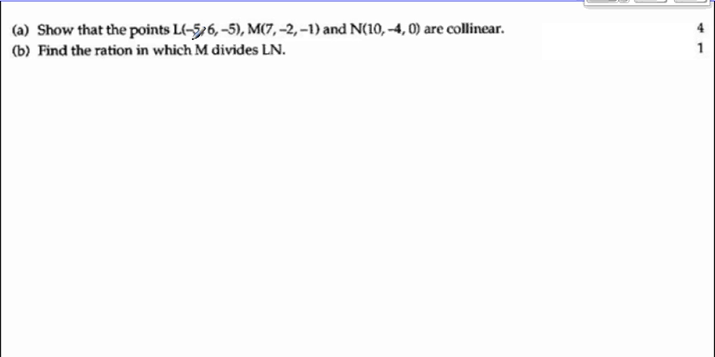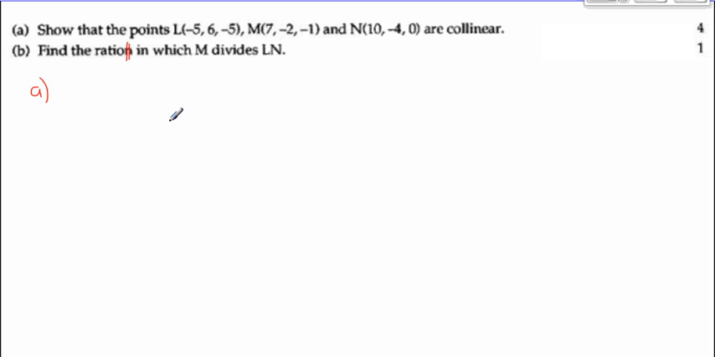Okay, let's move on. Question 4. Show that the points L, M and N are collinear, part A, and then find the ratio. And that should say ratio in which N divides LM. So for part A, collinearity is the same for straight line as in vectors.